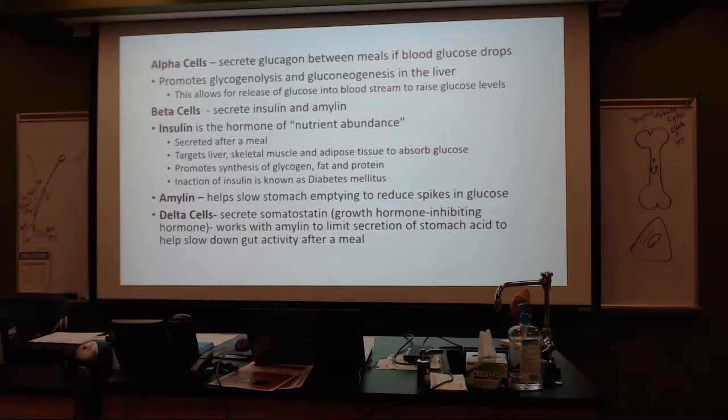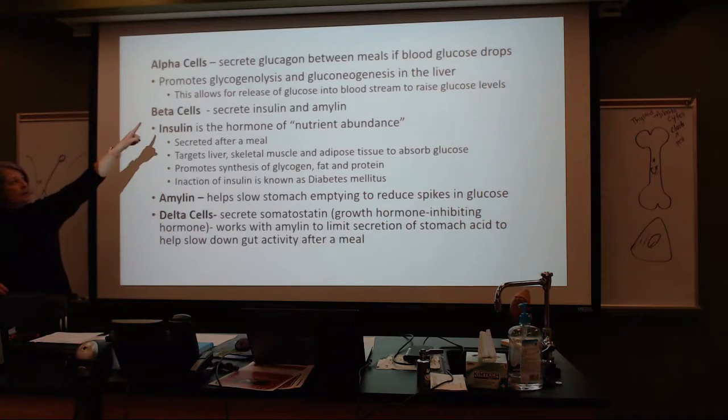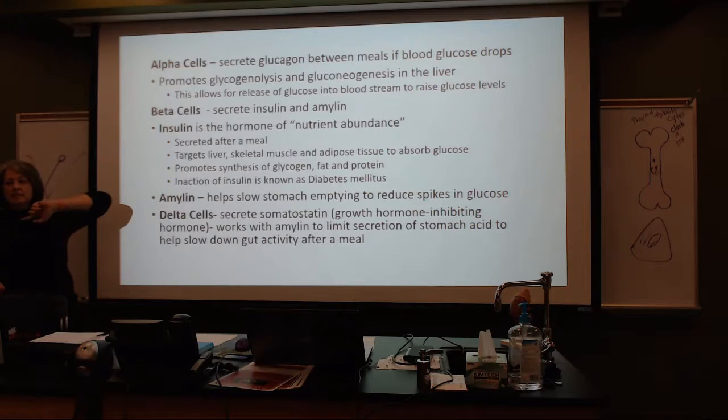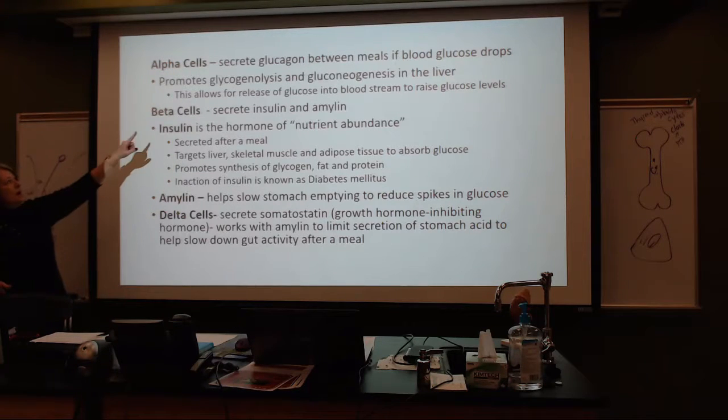But under normal conditions, between meals, if the blood glucose level drops, the alpha cells of these little islets, these little islands, secrete glucagon. That promotes glycogenolysis and gluconeogenesis in the liver. This allows for the release of glucose into the blood so that the levels can rise.